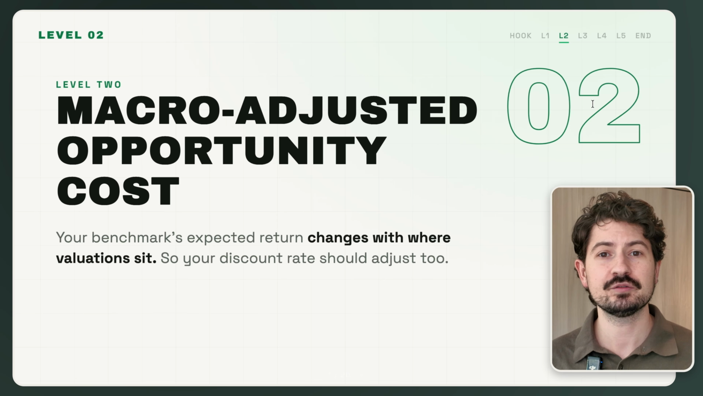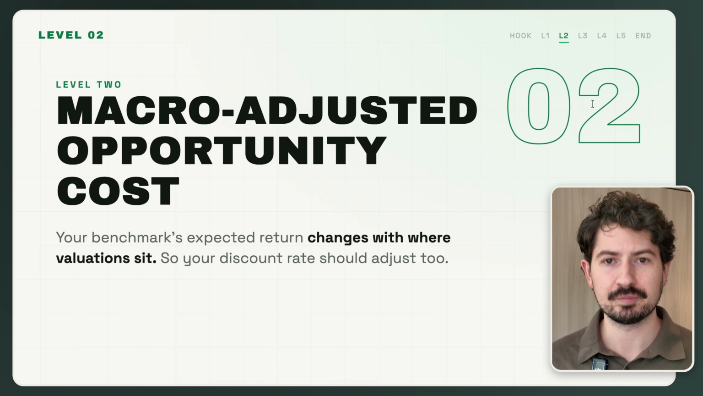The truth is that the average valuation of the S&P 500 varies year to year, and your expected returns at different valuations might not be that 10%. So it's a little bit of a false simplification to say that it is. That is where level 2 comes into play. And this is what I call the macro adjusted opportunity cost.